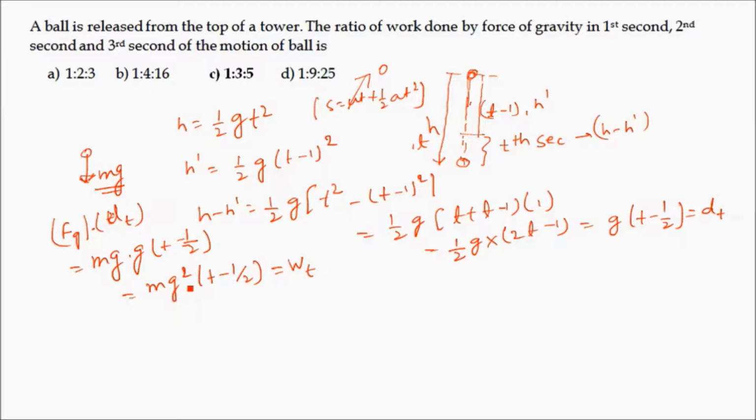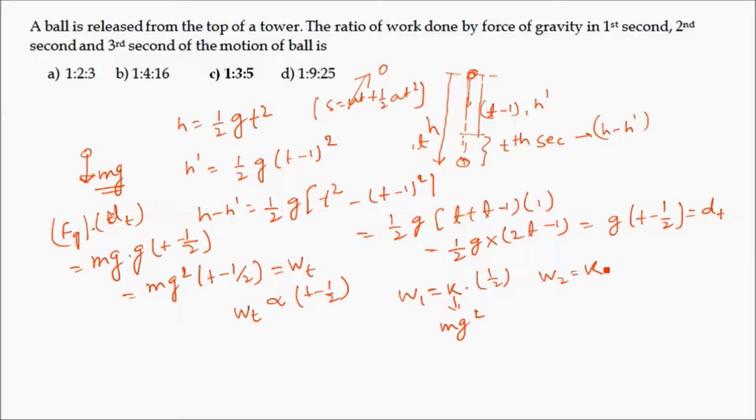Work done in the t-th second is equal to mg² (t − 1/2). So the work done by the force of gravity in the t-th second is directly proportional to (t − 1/2). Now we will calculate the work done by gravity in the first second, and it is equal to k, where k is some constant, so k into 1/2. Similarly, W2 is equal to k into 3/2. We can calculate the value of k, which is equal to mg².